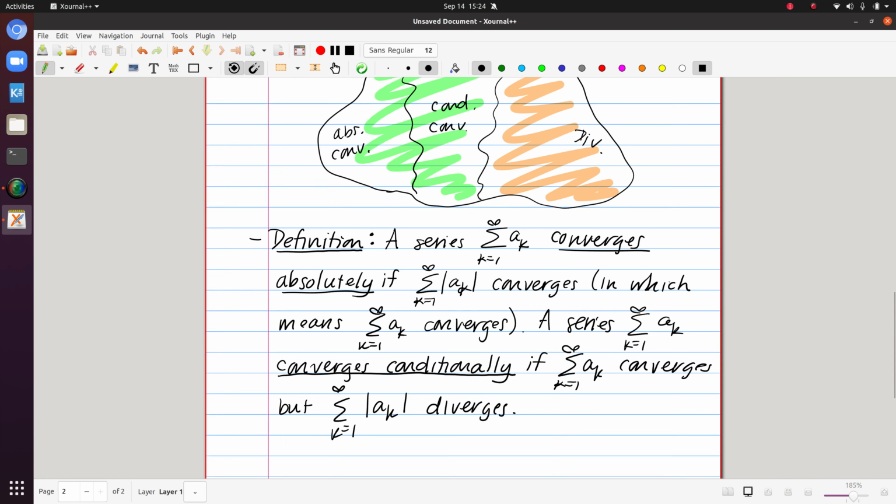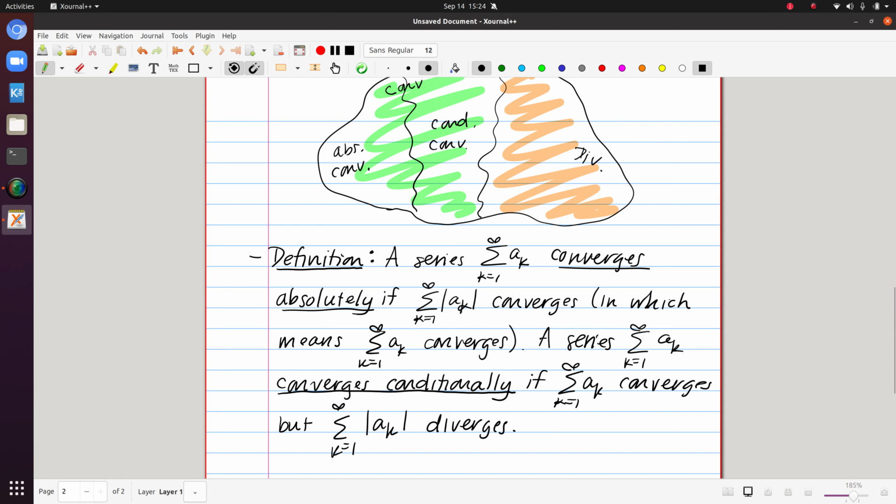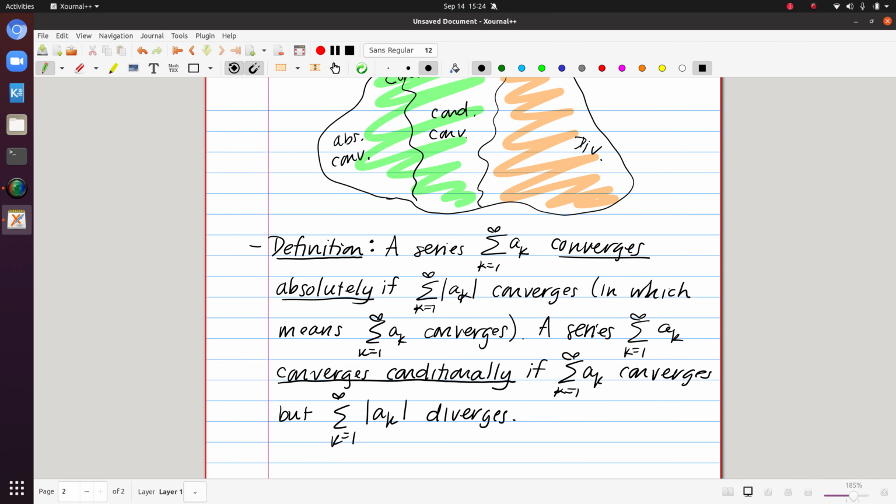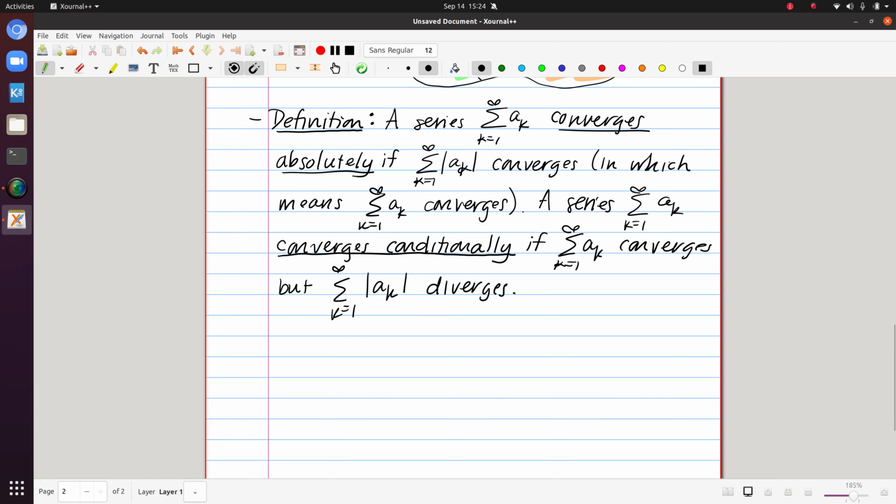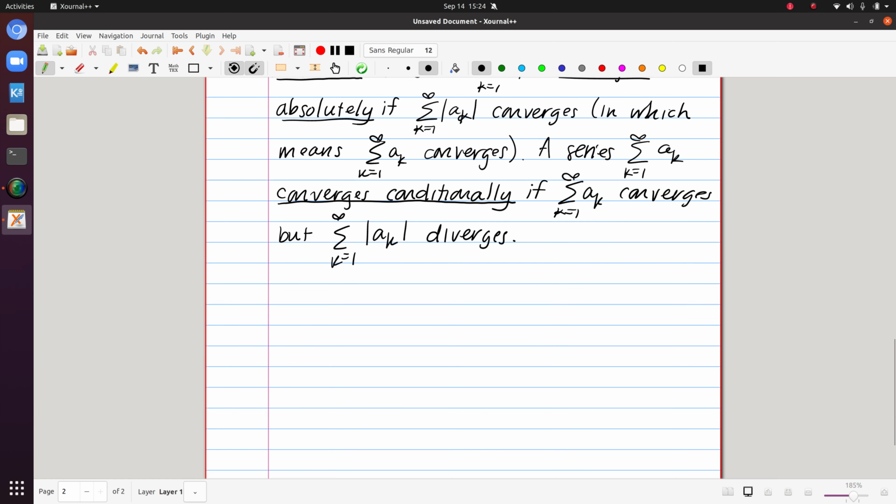So it depends on what the question is asking in terms of whether or not we need to distinguish between absolute versus conditional convergence. We'll still encounter examples that simply ask, does the series converge or diverge? In which case you don't have to specify what kind of convergence. A couple things here to point out.